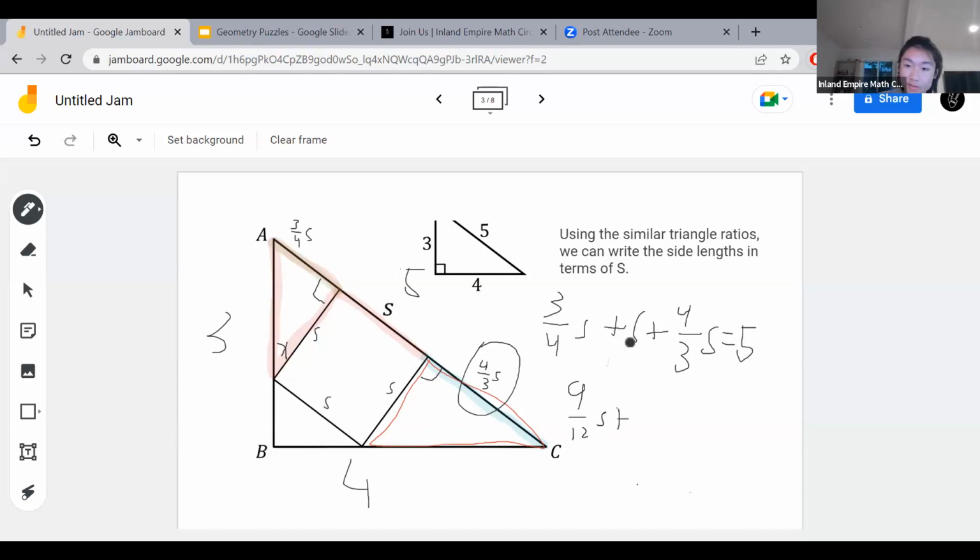Let's give us 9/12 S, plus, I'll just write this out so it's a little bit easier, 12/12 S, plus 16/12 S is equal to 5. Does everyone understand how we got there? Lloyd, Jasper, Zoom user, Jaden. We're all good on this part.